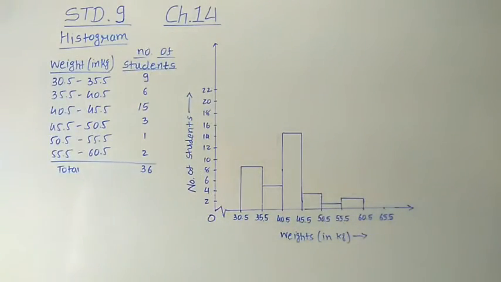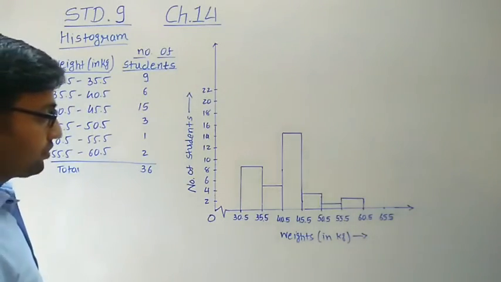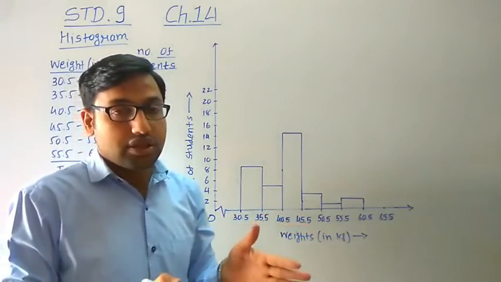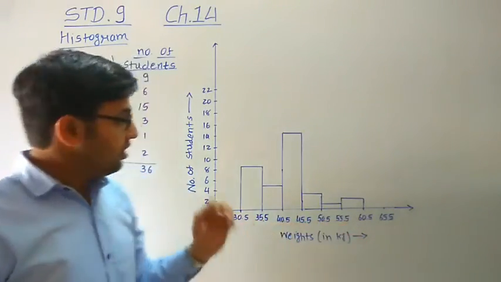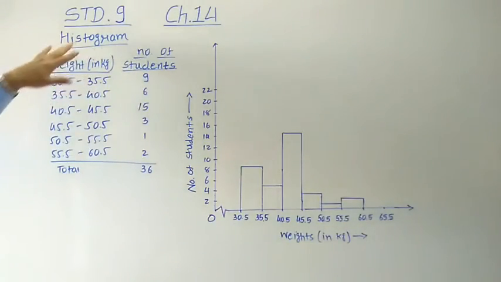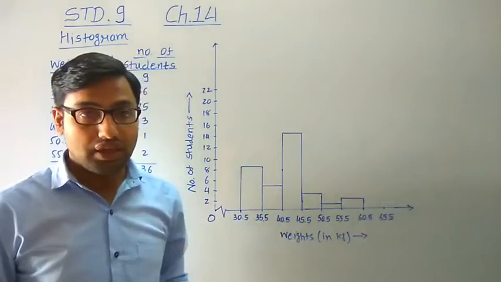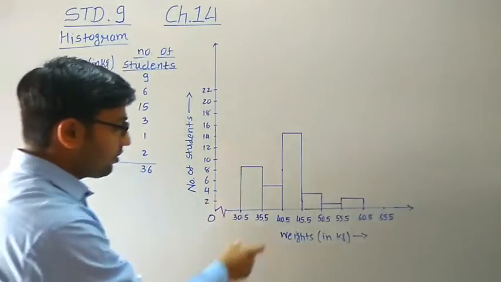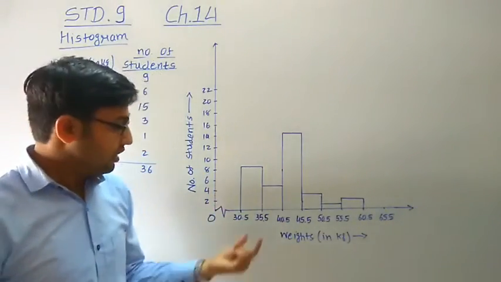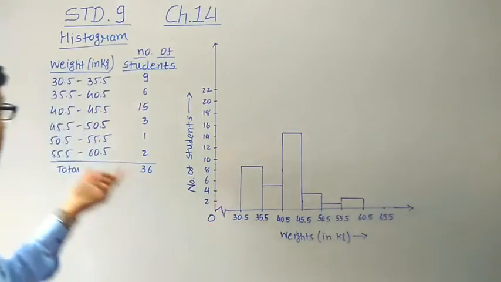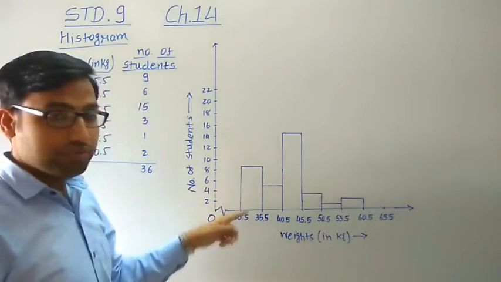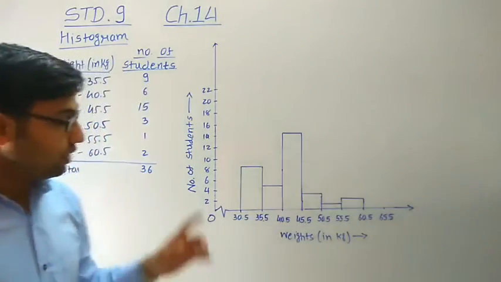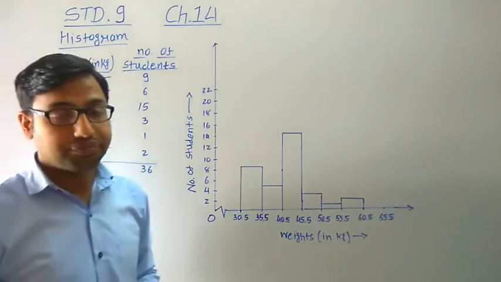So all these bars we have drawn here are connected with each other. There is no gap. That is why it is said that the histogram is used only for continuous class intervals. Right? So here each and every bar has a width. Each and every bar is actually a rectangle. These rectangles have a width equal to the class size, and the height of the rectangles is equal to the number of students, or frequency. Right? So in this way we can represent the data.